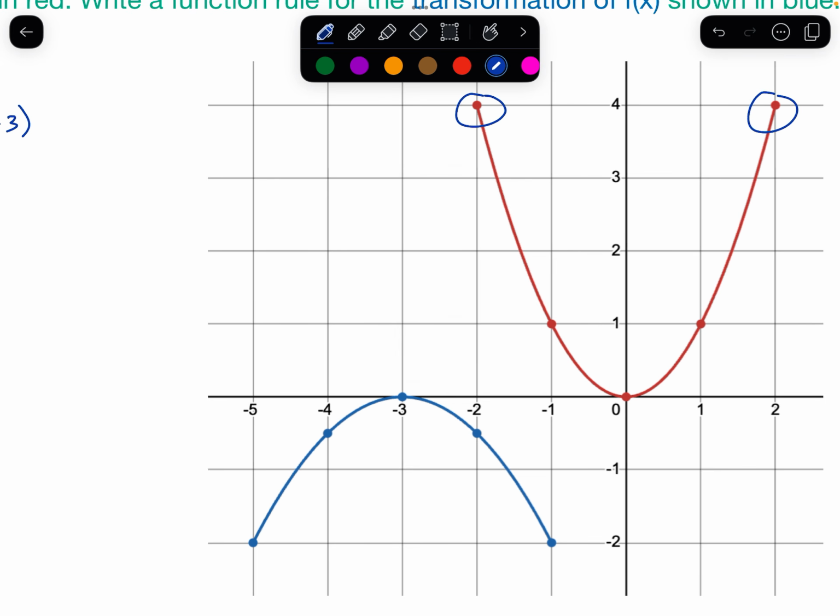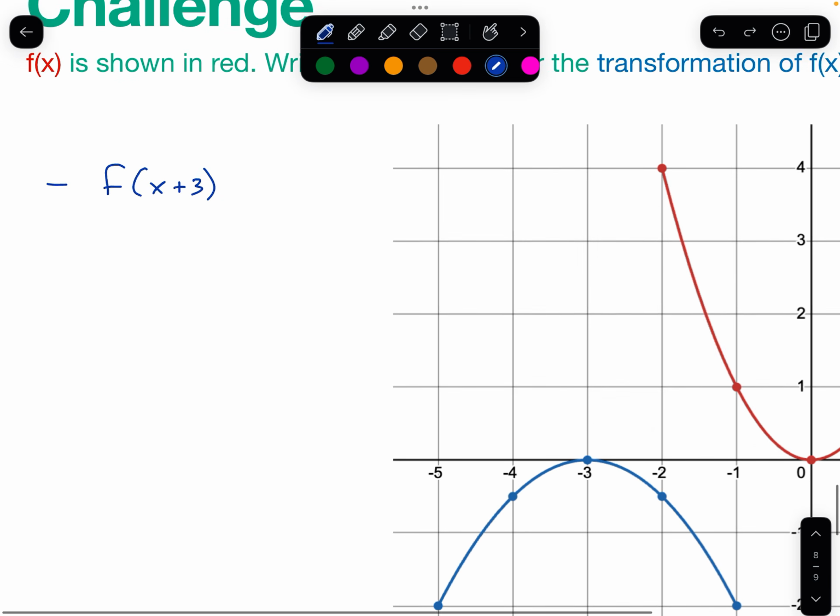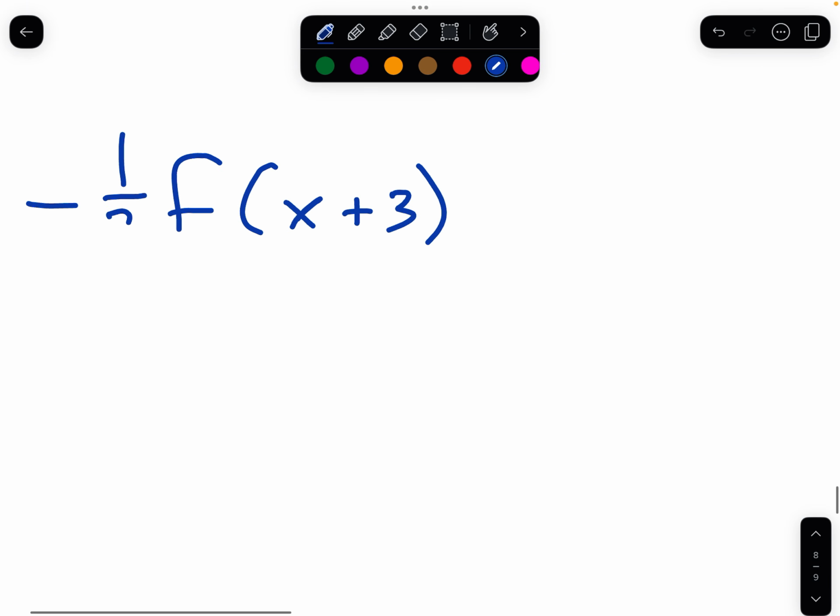These have a y value of 4. These have a y value of negative 2. So they've been reflected and also shrunk by half. 2 is half of 4. So it would appear that there's also a shrink of 1/2 happening here.